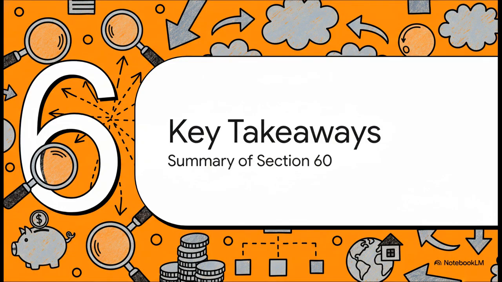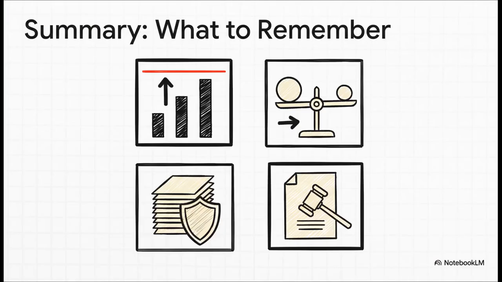Whew, we've covered a lot of ground. So let's just pull everything back and distill it all down to the most important must-remember points from today. If you remember nothing else, remember these 4 things. 1. Section 60 is a cap, not an automatic right. 2. That lower of formula is the law of the land, it's non-negotiable.